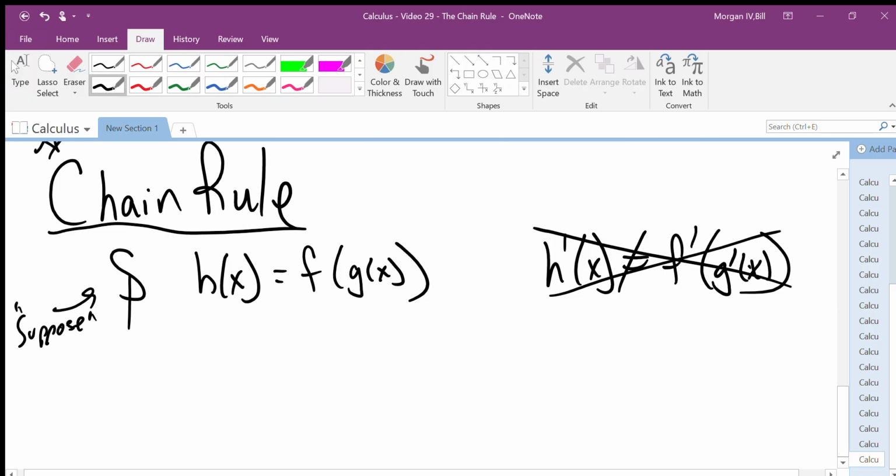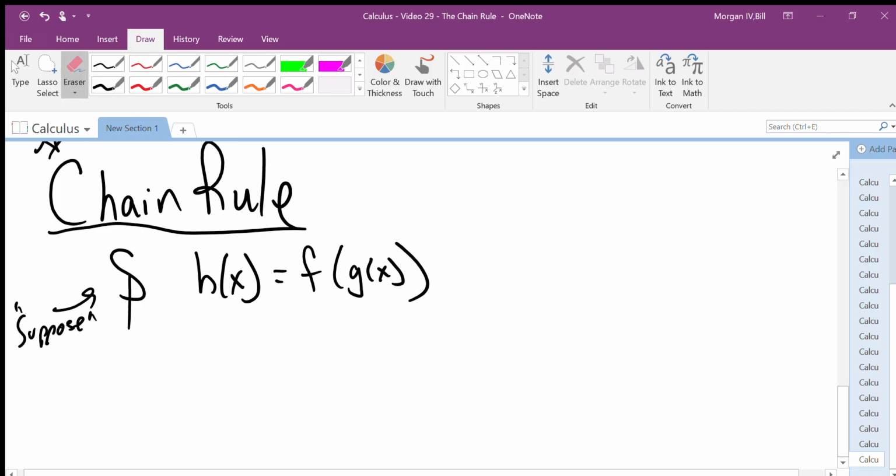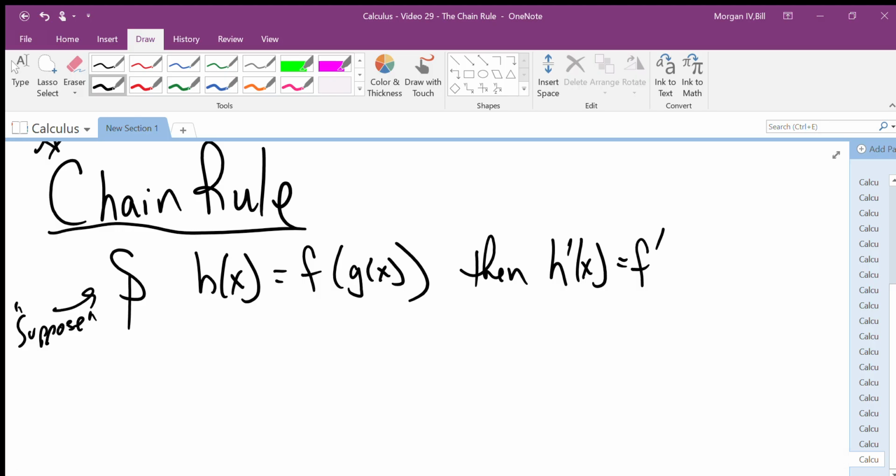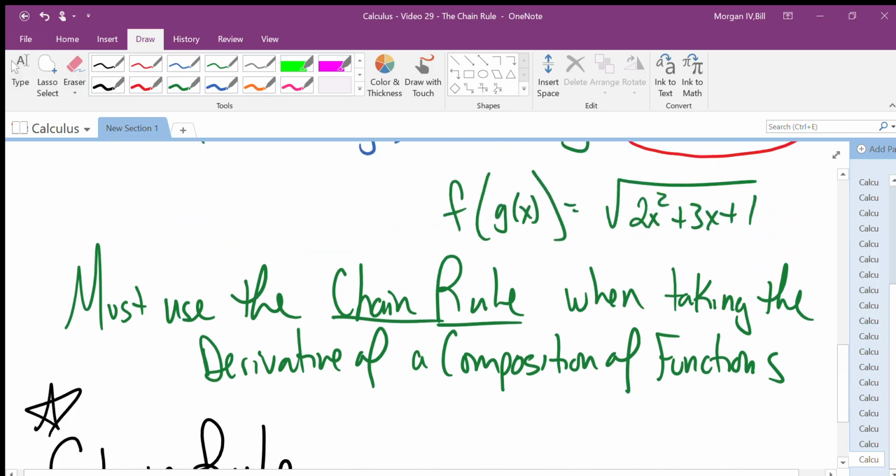Suppose h of x is f of g of x, then h prime of x is equal to f prime. So we take the derivative of the outside function. That's like the square root function in that previous example, right? It's f prime of the original g of x function times. So there's more to it. But just going back up here, so we have kind of an idea to think about.